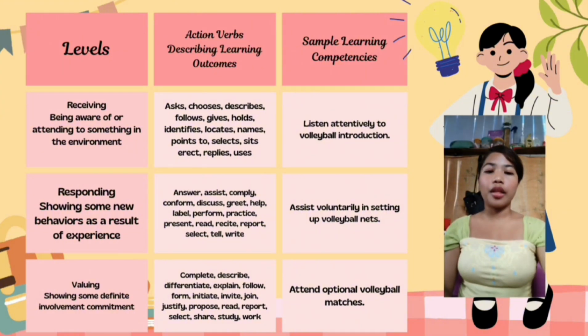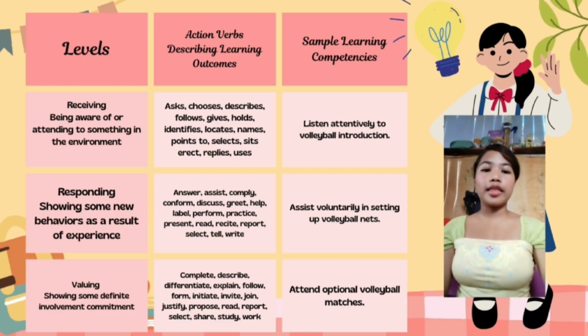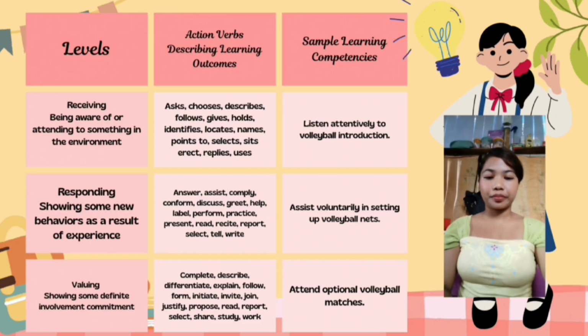So another is valuing. When we say valuing, showing some definite involvement, commitment. In this, the student is able to describe, differentiate, explain, follow, form, or initiate. In this, the student is able to attend optional volleyball matches. So what they have learned, they are able to apply it in real life situations.